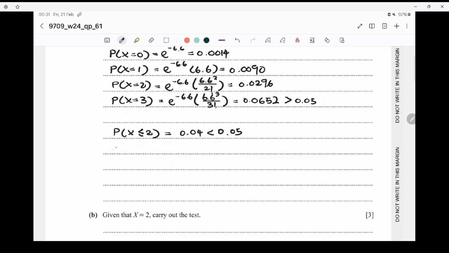And therefore, the probability of type 1 error is 0.04.